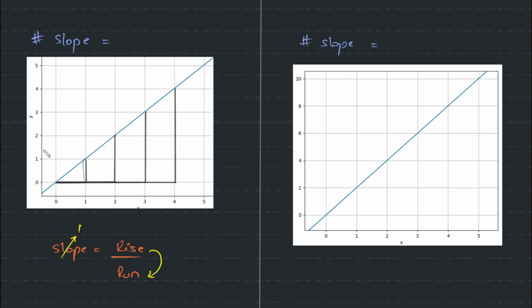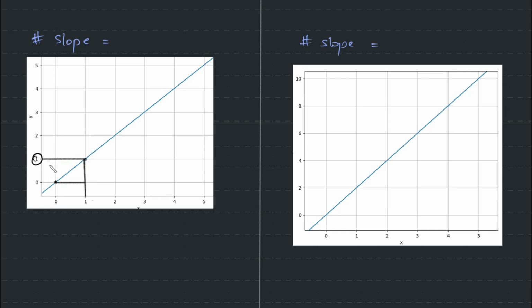Let me make this clear in this way. If I take the starting point as 0 over here, which it is, and I make a run of 1 unit, 0 to 1, and I check the point where the graph is passing, it's passing over here, and the corresponding y value is 1. So the difference is 1 minus 0, which is 1.